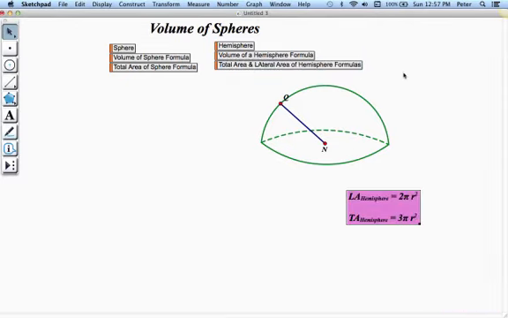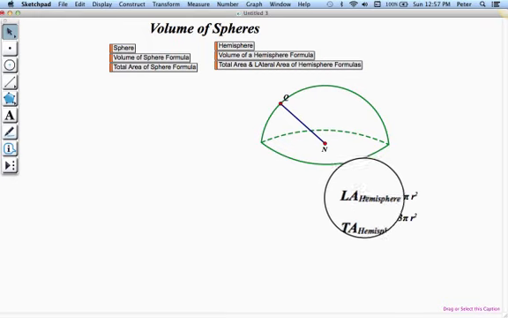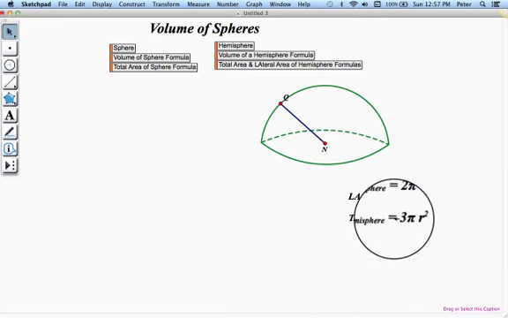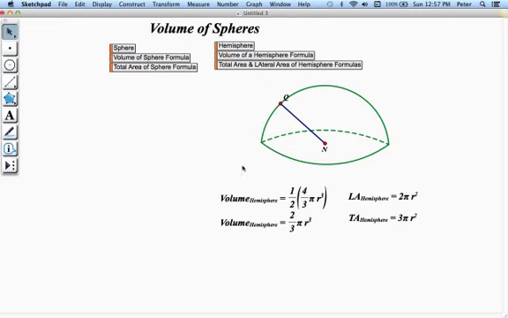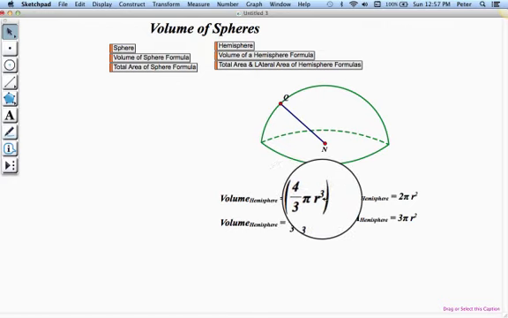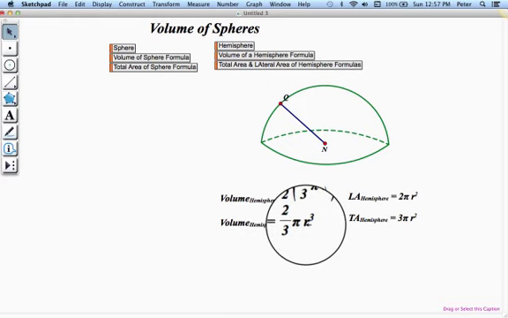So the total area and lateral area of a hemisphere is what we covered in an earlier section. LA of a hemisphere is just 2 pi r squared, and because we're adding on a circular base, the total area is 3 pi r squared. Well, the volume of a hemisphere is going to be closely related to the volume of a sphere. The volume of a hemisphere will be 1/2 of the volume of a sphere. So when we simplify that, we get 2/3 pi r cubed for the volume formula for the hemisphere.